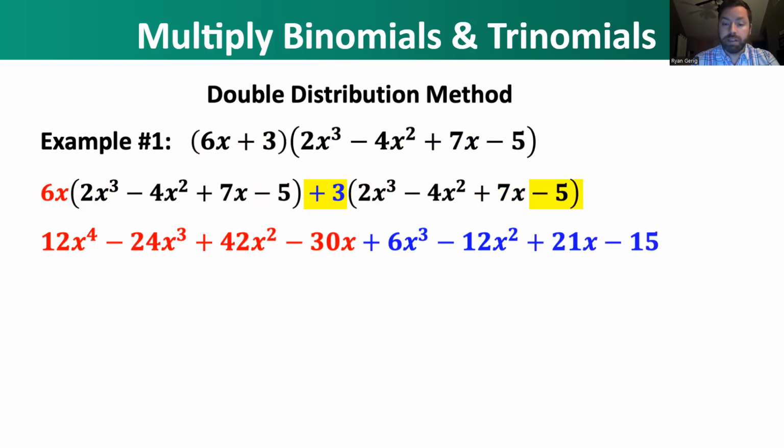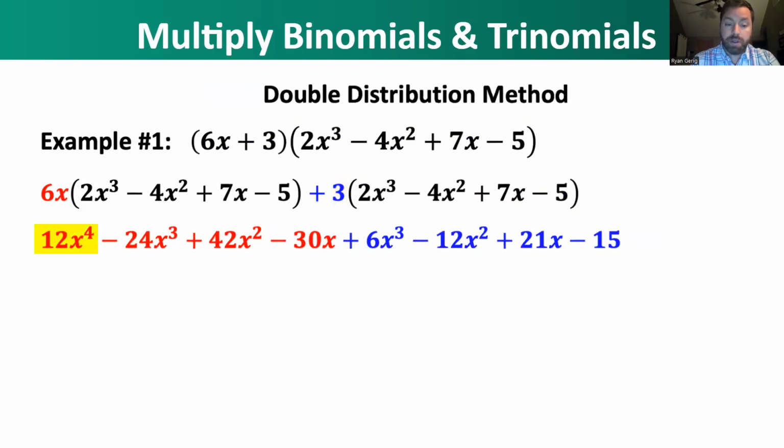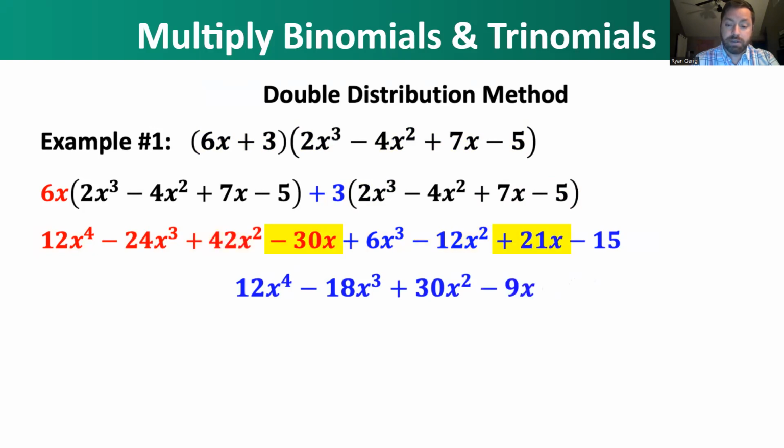Now it's just a matter of combining like terms. There's a lot of terms here. Looks a little more complicated, but really we've done this before. Are there any other x to the fourths? No, there's not. Are there any other x to the thirds? Yes, there's 2. So negative 24x to the third plus 6x to the third is negative 18x to the third. Remember, the exponent doesn't change when you're combining. 42x squared and negative 12x squared makes 30x squared. Negative 30x and 21x makes negative 9x. And negative 15 is all alone. We're going to drop it down. There's my final polynomial after double distribution.